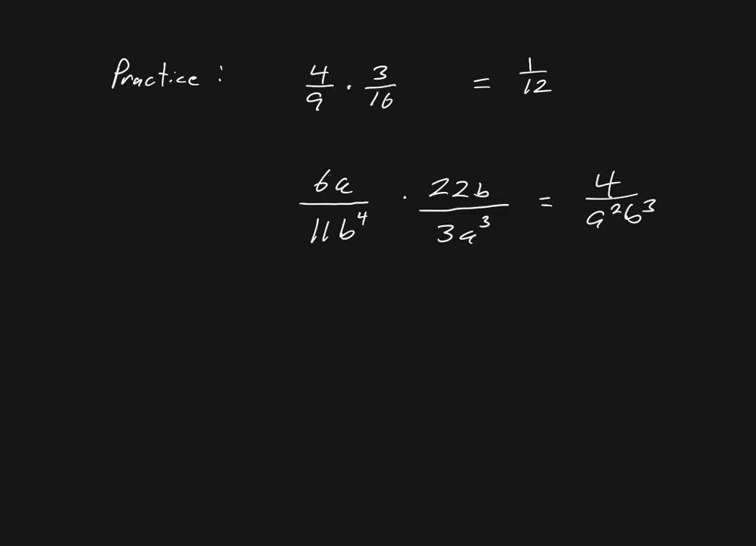Let me try this. Here's a sneaky one. See if you can figure this one out: 2n over 7. Okay, before we go too far, I have 2n over 7 squared. We didn't talk about this yet, but do you think you can figure out how to do that?